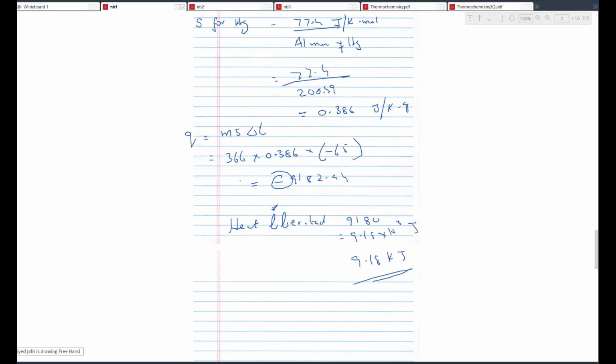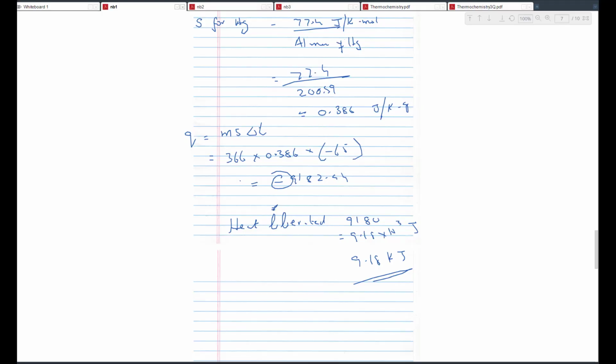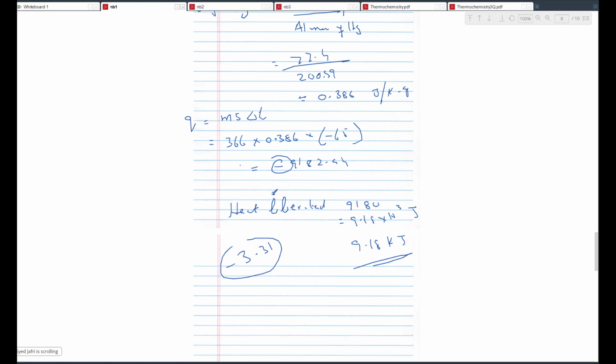What is the answer? Let's see. For this one, they've given the answer as negative 3.31 kilojoules. Yeah, and they are using the word negative also. It's really strange, and it says to see Table 6.2 in the text. Hold on, just hold on.